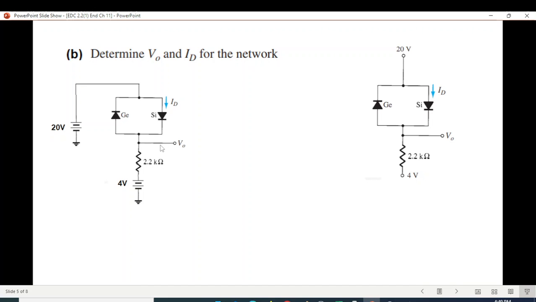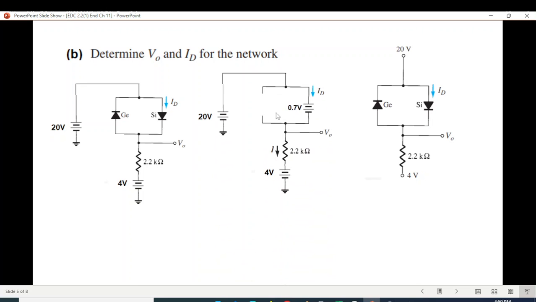Now you can see we generally only consider the bigger battery to determine the current direction or the conductivity of the diode. Unless these two batteries are very close, like if it is 20 and the other one is, let's say, 19.5, then we have to consider the effect of both the batteries. Okay, now this battery is making the positive touching the positive of the silicon diode, so this will be forward bias. But the positive of the battery is touching the negative of the germanium diode, so therefore this will not conduct. This will become open circuit.